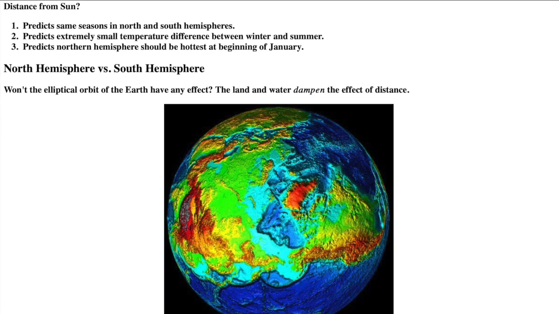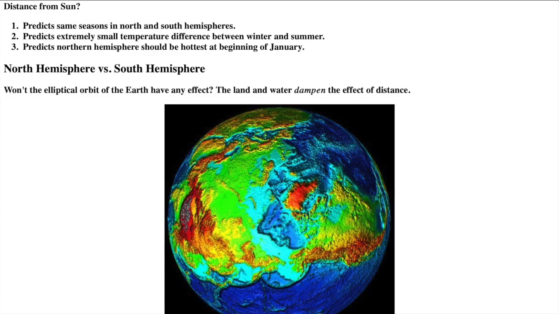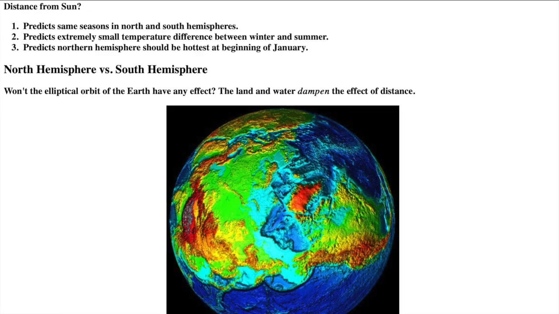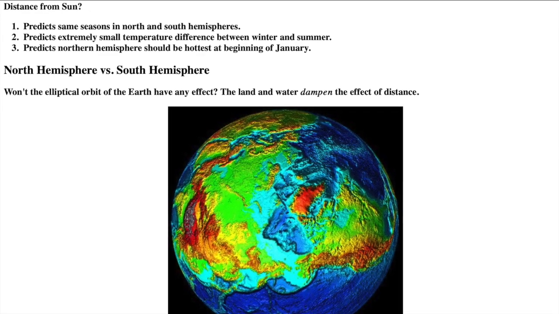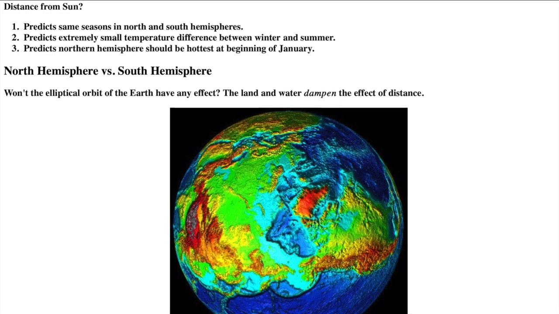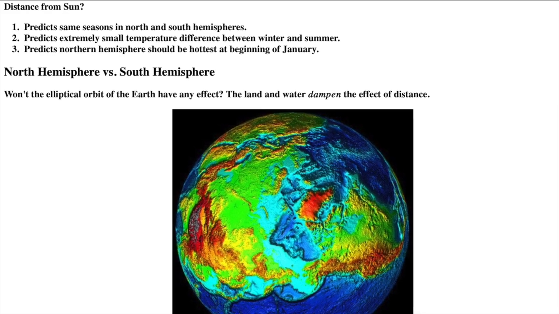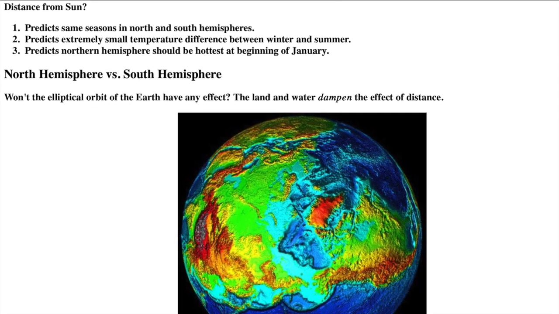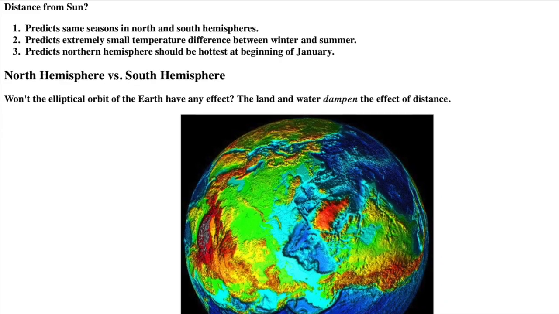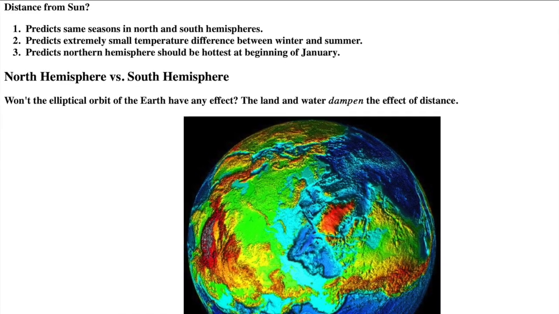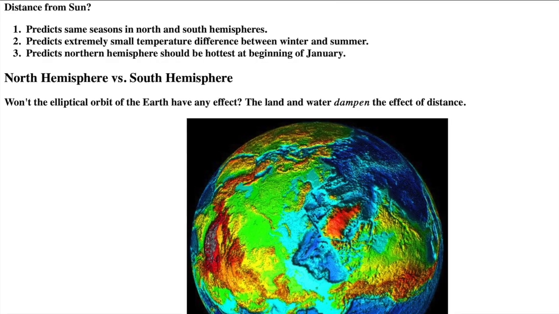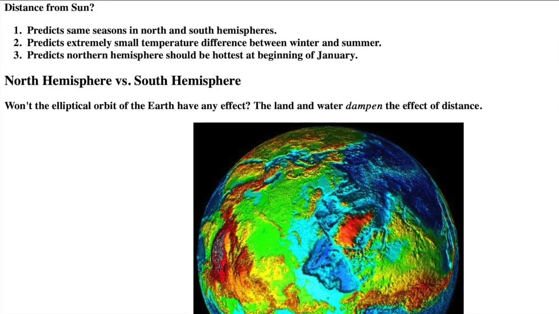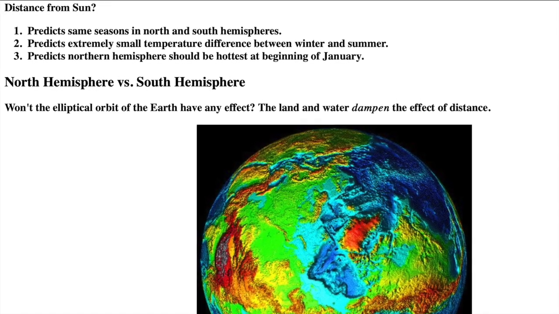What is wrong with the popular model that says that the distance our part of the Earth is from the sun causes the seasons? Here are three things. Number one, the distance model predicts that the north and south hemispheres should experience the same seasons at the same time. In reality, they do not. Number two, the distance change would cause such a tiny change in the amount of energy we receive from the sun that the temperature change would be less than 1 degree between winter and summer. In reality, the temperature difference is much larger.